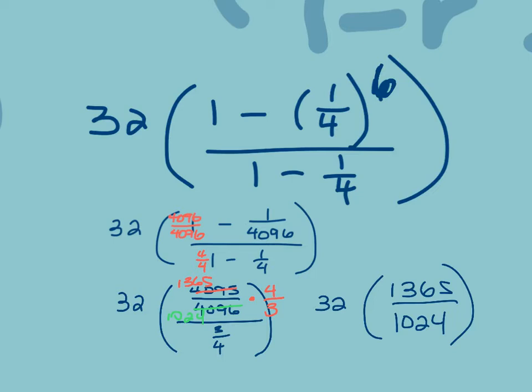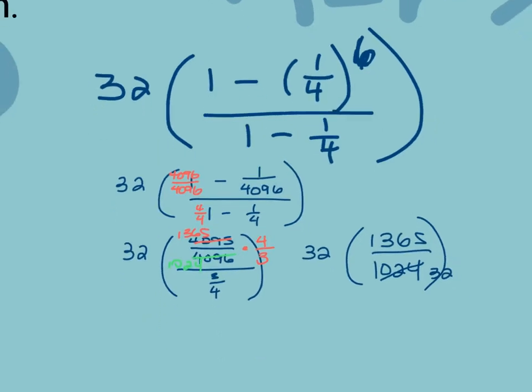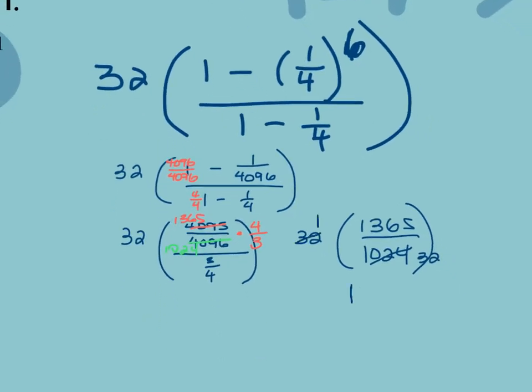And then I can either multiply all my numerators and then reduce it at the end, or reduce it beforehand. I would recommend the beforehand. 1024 is actually divisible by 32. It goes in 32 times. So I'd get 1,365 over 32.